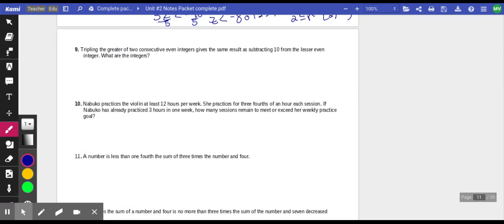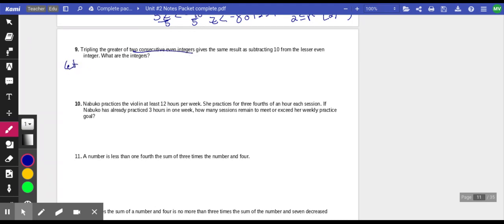Number 9 we're going to do together, and then I'm going to leave you to do a couple and come back and check. Tripling the greater of two consecutive even integers gives the same result as subtracting 10 from the lesser even integer. What are the integers? So when I read this problem, first of all, I take note that I'm talking about two consecutive even integers.